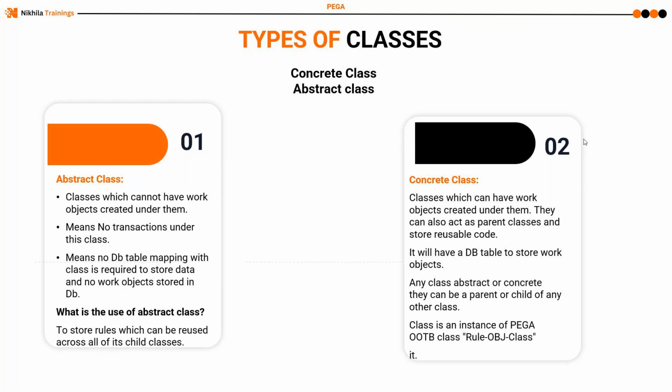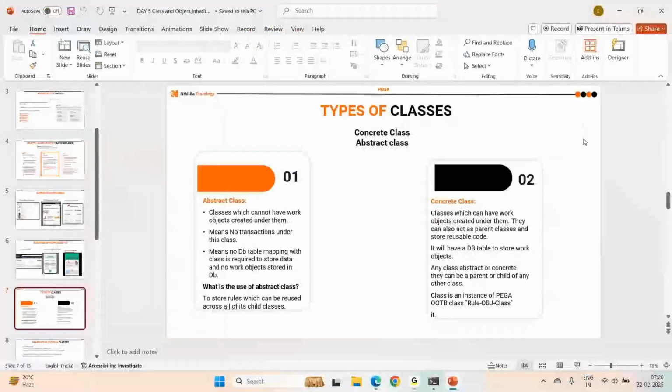Okay. We'll move back to abstract classes. So we go for a class type as abstract if you just want to put that class for code reusability. What do you mean by code reusability? Let's see.